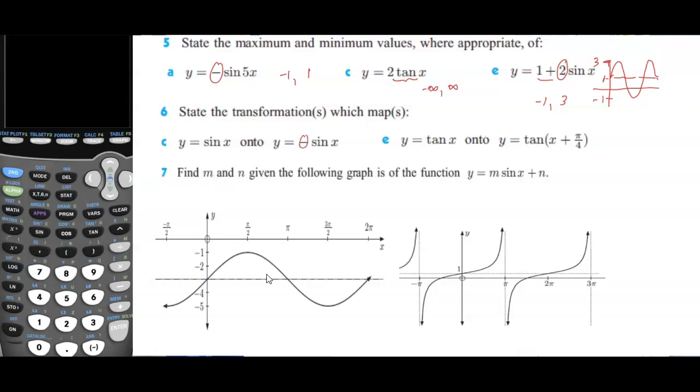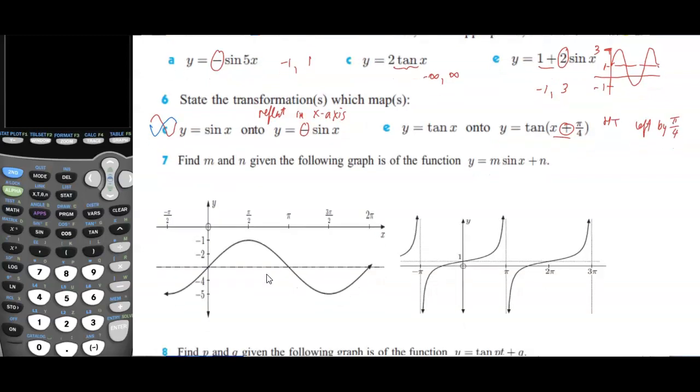Number 6, state the transformations which map sine of x onto negative sine of x. And so basically this is a reflection in the x-axis, right? It's going to flip over the x-axis. So if it starts out looking like that, it's going to flip over the axis. It'll look like that. Okay, let's look at the next one. y equals tangent of x. We're going to do a transformation which maps it to here. This is going to be a horizontal transformation. Okay, and it looks like it would be going to the right, but it's bizarro world, so it's going to go to the left by pi over 4.